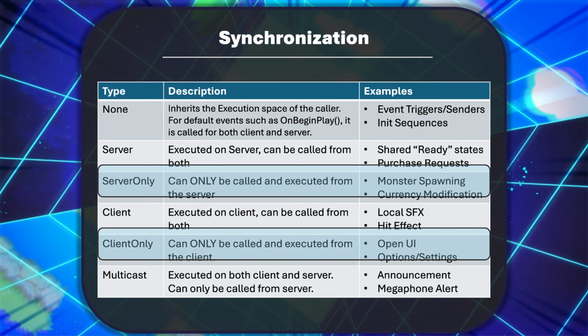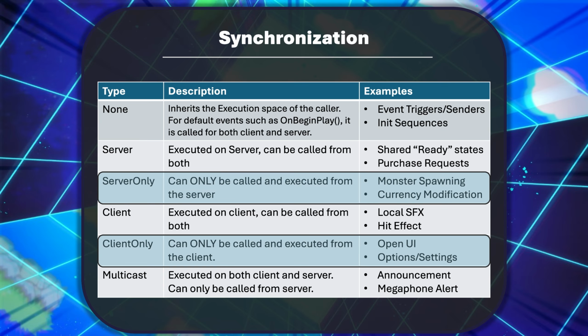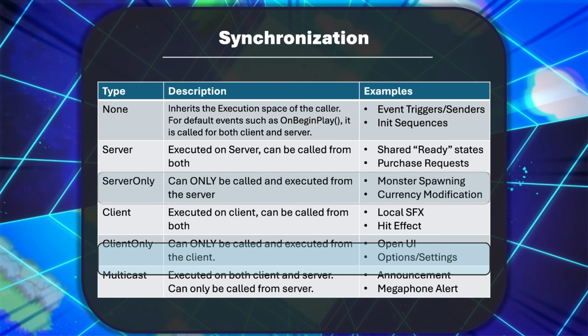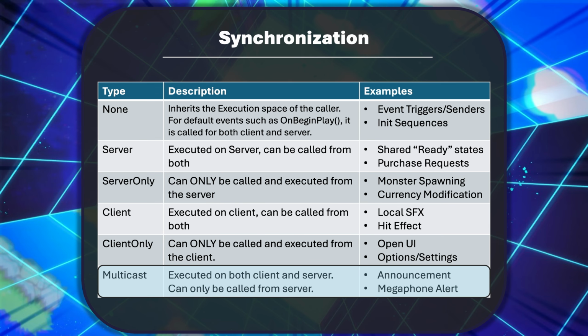The only suffix simply restricts execution across execution spaces, meaning the client will not be able to call server-only methods, and the server won't be able to call client-only methods. Usually, this is intended for security and data reliability purposes. Multicast is owned by the server, but is executed on both. What this essentially means is that whenever the multicast method is called on the server, it will be called once on the server, then again on the client.